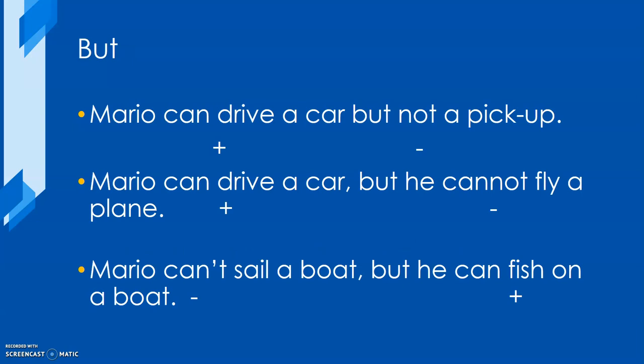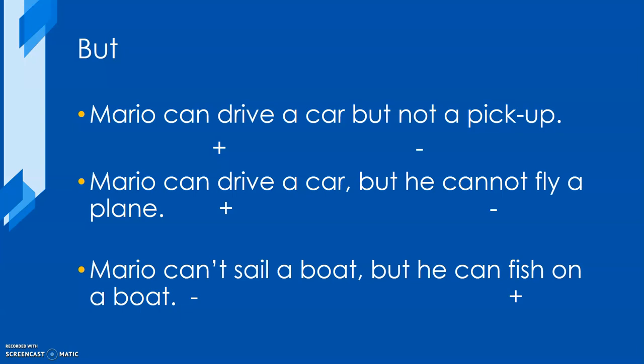But. But is to show contrast. So you're going to have something positive and something negative, or two characteristics that are opposite. For example, Mario can drive a car but not a pickup. Mario can drive a car but he cannot fly a plane. Mario can't sail a boat but he can fish on a boat.